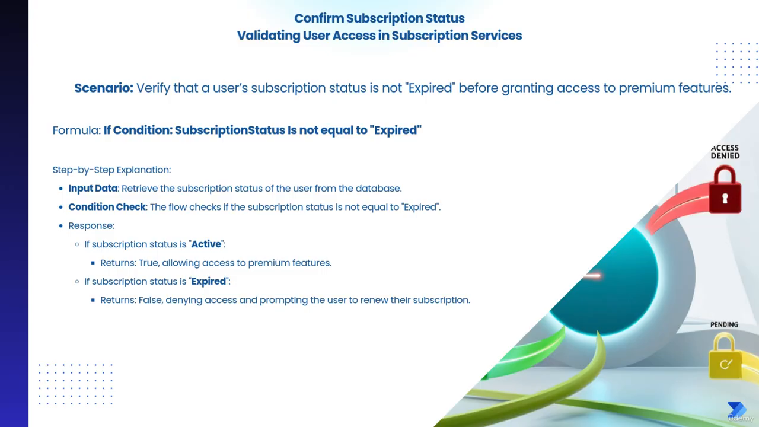Step-by-step explanation. Input data: retrieve the subscription status of the user from the database. Condition check: the flow checks if the subscription status is not equal to expired. Response: if the subscription status is active, the condition returns true.